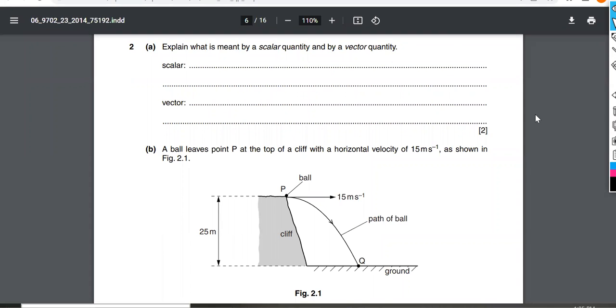Schleif with another ACE Physics worked example, and you can see the question before us reads, explain what is meant by a scalar quantity and by a vector quantity. Scalar quantities have magnitude only, but vector quantities have magnitude and direction. Keep in mind these foundational ideas as we continue working through this question, which is clearly about some projectile motion.